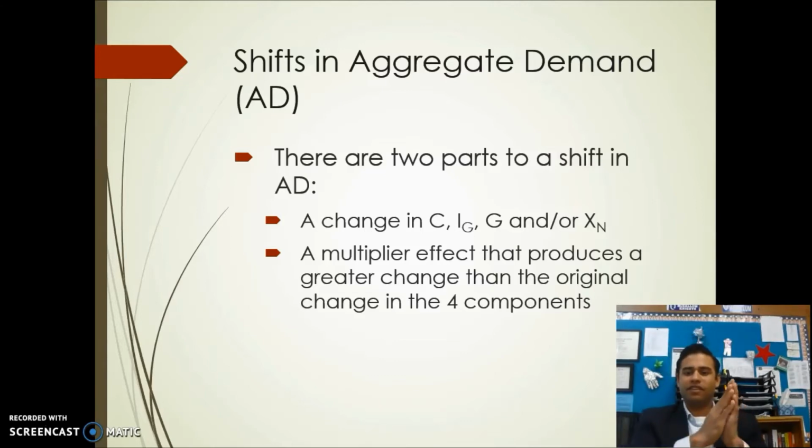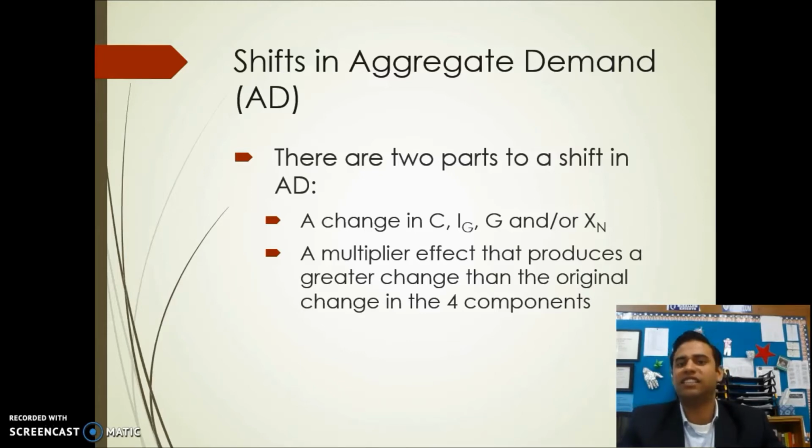So you have the thing, and you could think of it scientifically as a catalyst for change, and then there's this multiplier effect that makes that change bigger. Today we're not going to worry about the multiplier effect. I want you to be aware of it now. I'm going to refer back to this slide in a couple of lessons and say, hey, remember that multiplier effect? Well, now we're going to learn it. But for today, we're just focusing on changes in SIGEX.